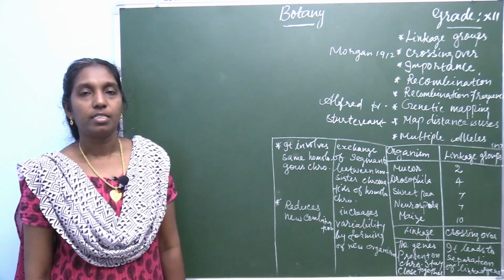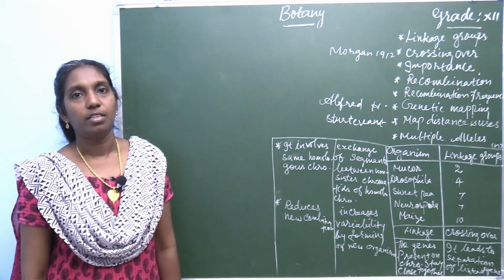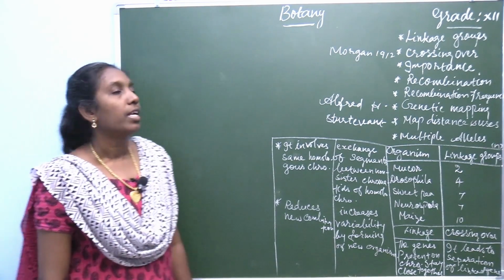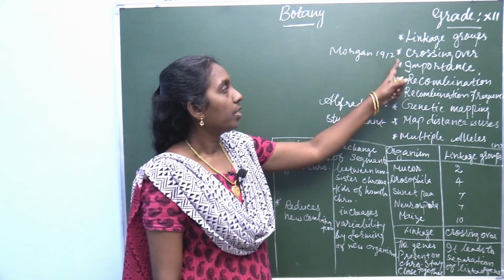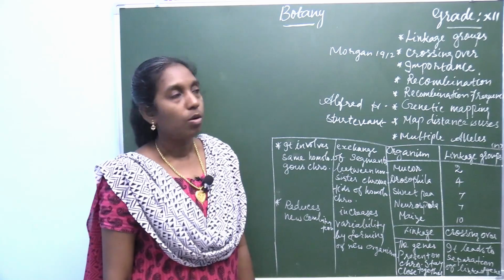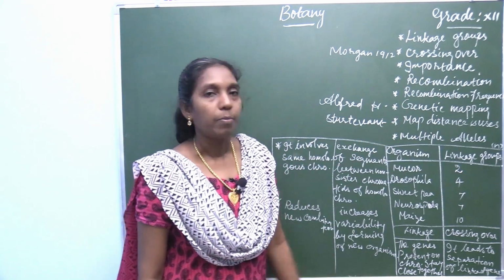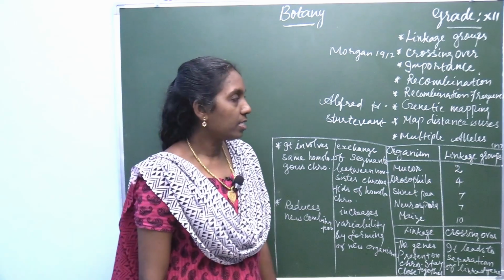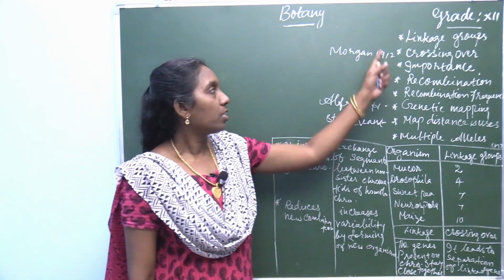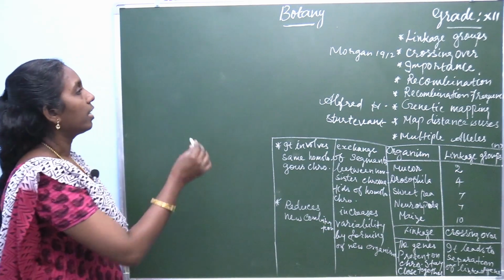Welcome to Botany class. Previously, you learned the process of linkage. Let's move on to today's learning objectives: linkage groups, crossing over, importance of crossing over, recombination, recombination frequency, genetic mapping, map distance and its uses, multiple alleles. These are the topics we are going to cover today. Let's start with linkage groups.